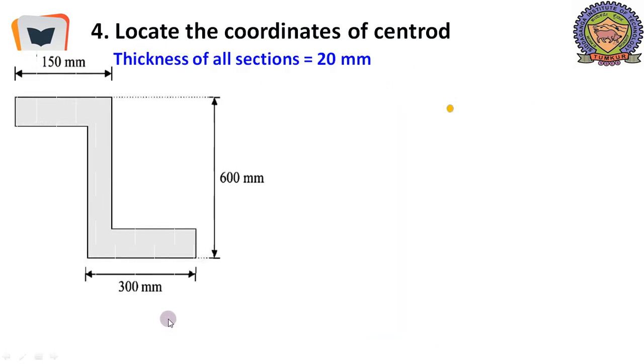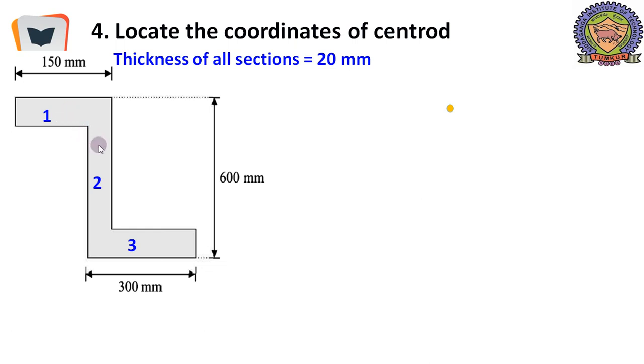Now we'll go for the fourth problem. The fourth problem is a typical Z section. This is seemingly symmetrical with respect to x-axis, but no, because this length is 150 millimeter, this length is 300 millimeter. Of course it is not a proportionate drawing, but anyway 300 is bigger than this, therefore there is an asymmetry. So this figure is neither symmetrical to x nor to y, and the thickness of all these sections is given to be 20 millimeters.